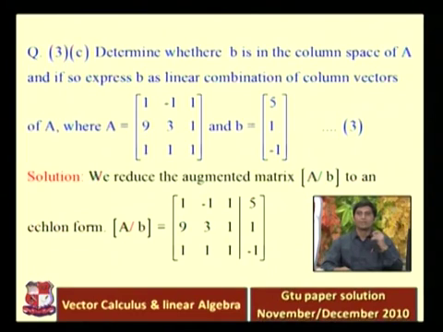Now the next condition for row echelon form: whenever we go from above to below, the leading entry goes from left to right. It does not go from right to left. The leading entry goes from left to right whenever we go from above to below, row-wise. Now if there is any zero row, it should be at the bottom of the matrix.